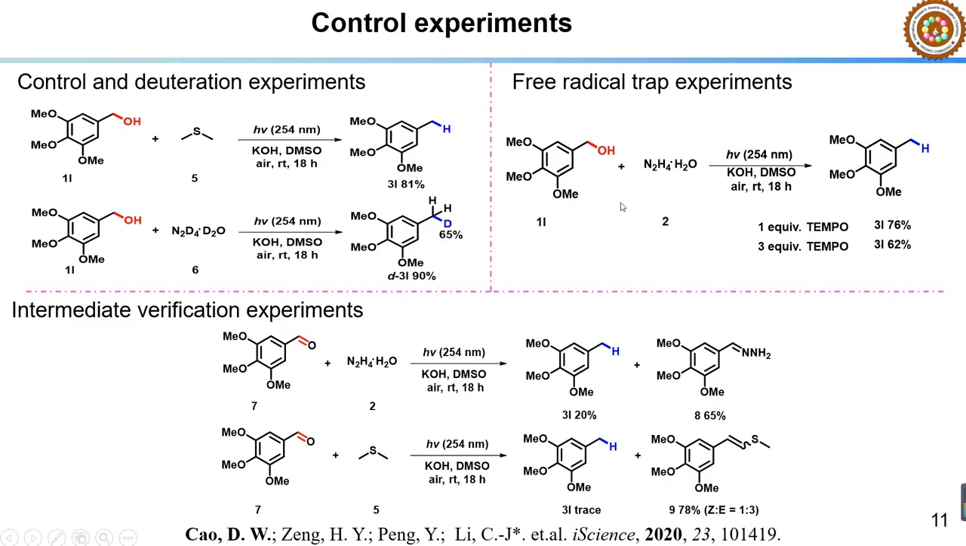Thirdly, free radical trap experiments were performed. When 1 or 3 equivalents of TEMPO was added into the reaction system under standard conditions, the reaction still could deliver 17.6% and 16.2% yield of the deoxygenation products. The results indicate that the reaction may not be a free radical process. Finally, with aldehyde as raw material, only a small amount of the corresponding product was obtained in the presence of hydrogen and DMS, showing that aldehyde may not be an intermediate in this reaction.